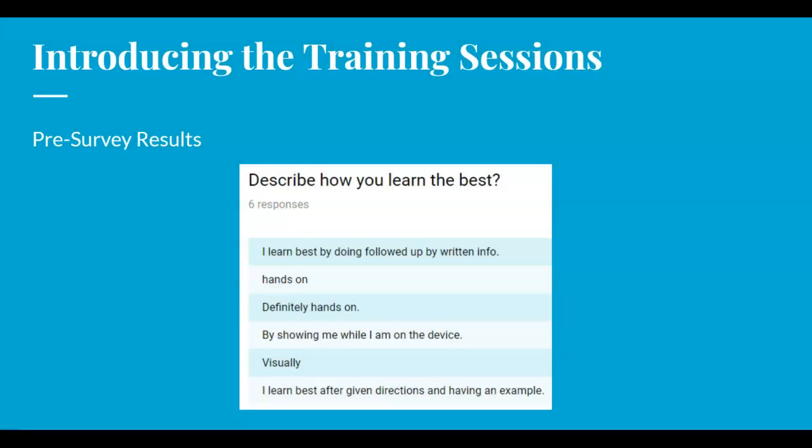I also wanted to hear how they learned best in order to plan that into how I presented my training sessions. A majority of my colleagues benefit from hands-on experiences. They want to have it modeled to them, as well as some written information, giving them time to explore. So visual, hands-on experiences after modeling.